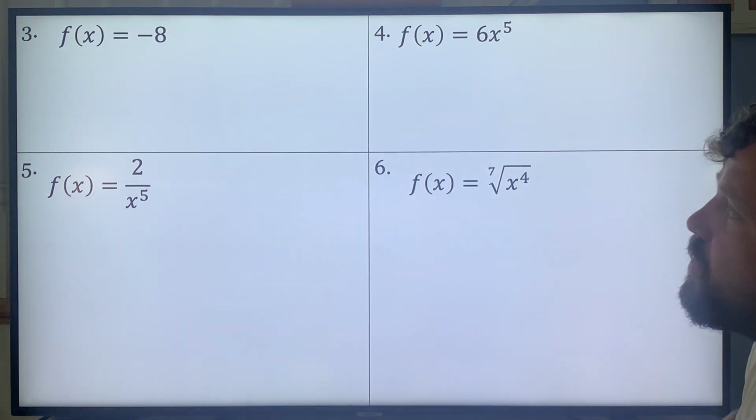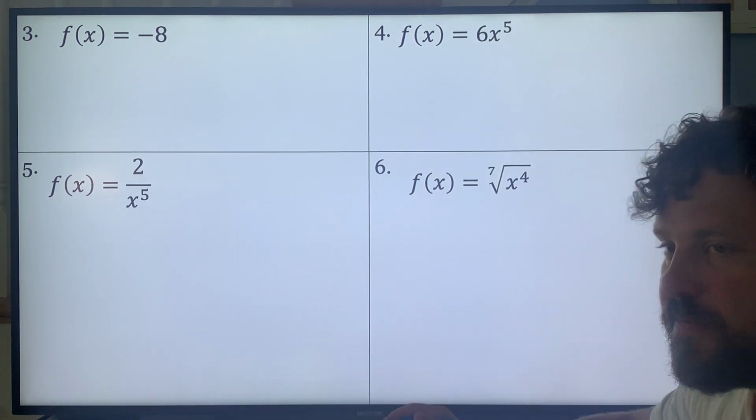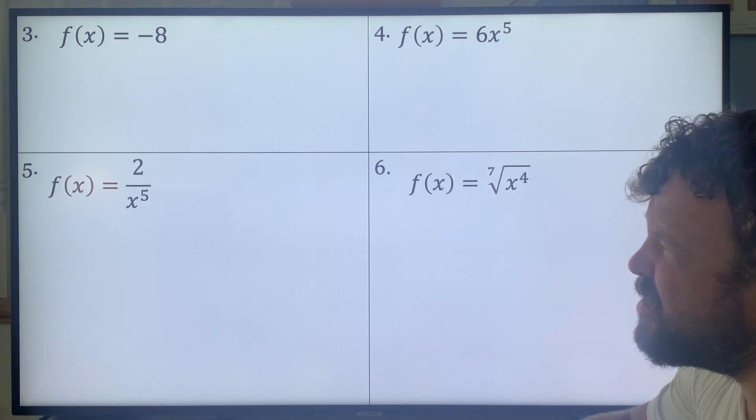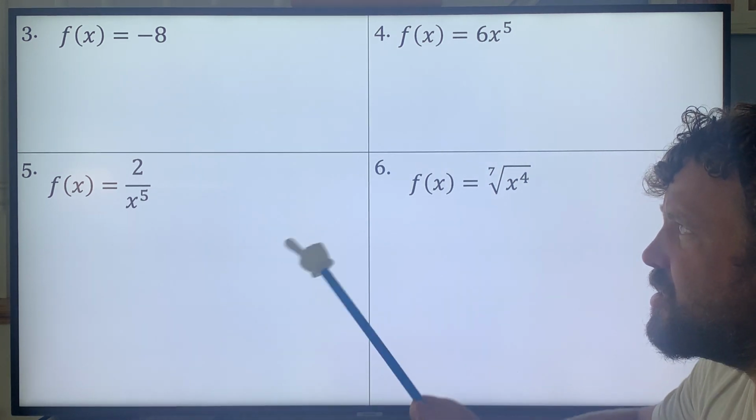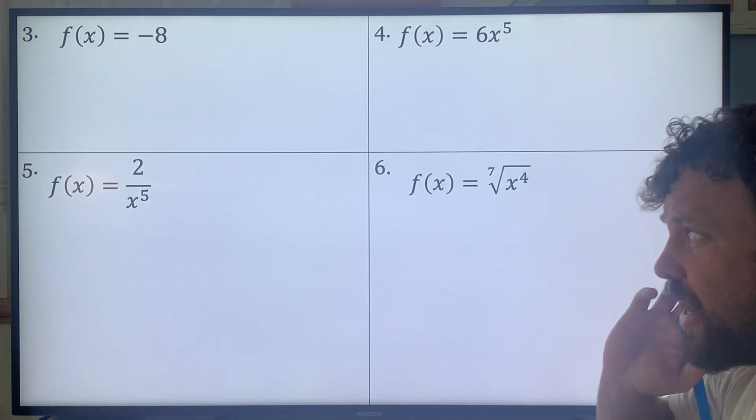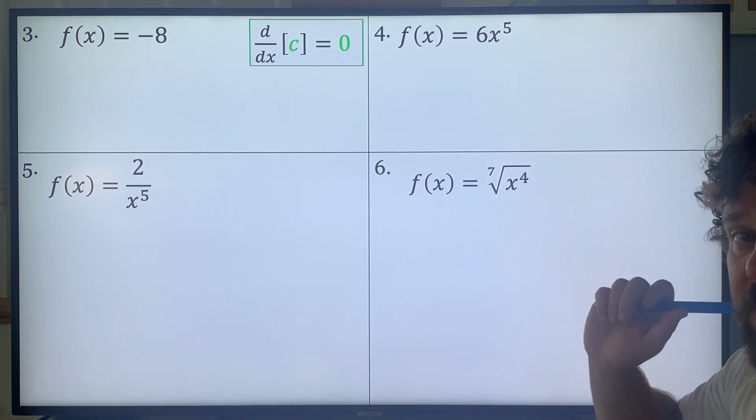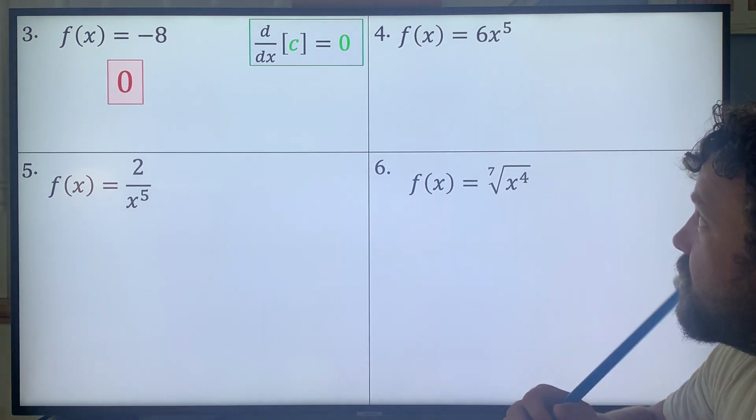These are derivatives. So, first one. What is the derivative of negative 8? Now we're going to take all the shortcut methods. So that really quick was 3.1. This is 3.2. Derivative of a constant is always 0. So the derivative of negative 8 is 0.